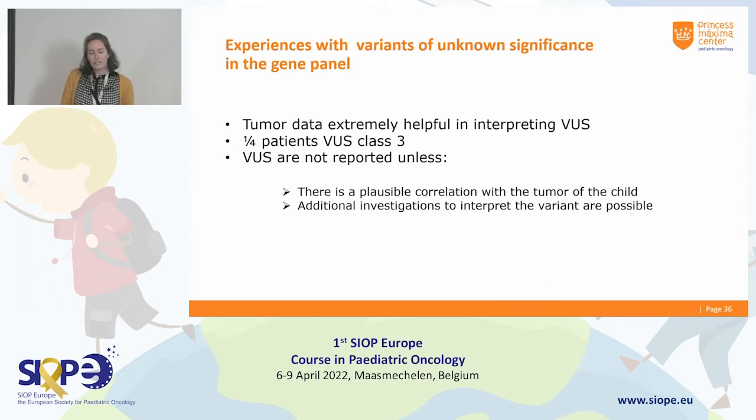But still, in 1/4 of the patients, we end up with a variant of unknown significance, class 3. So that's the class where you really don't know whether it is benign or not. And we don't communicate those unless we think, well, the variant in this gene really associates with the tumor of the child, and there is a possibility to do further testing, for instance, segregation analysis in the family.